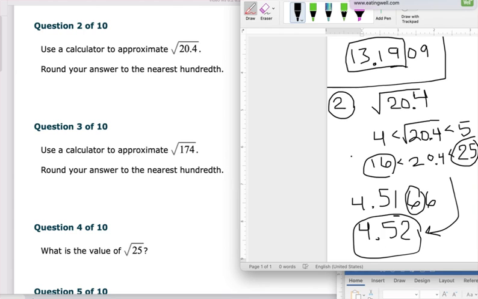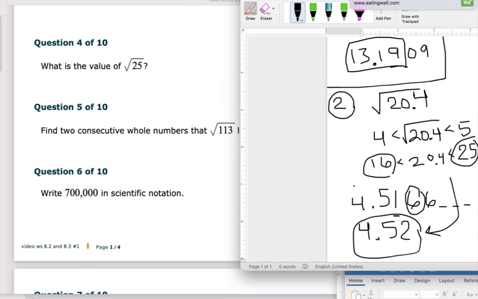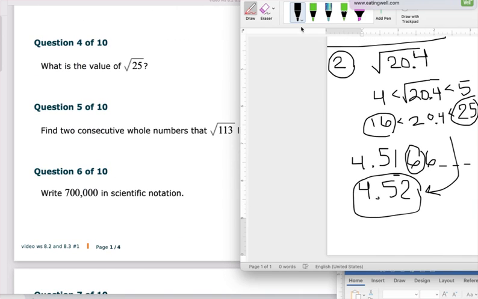Now, anything that is not exact is approximate. So we're getting an approximation of the square root of 20.4 because it is not exact. Remember, I said this continues on and on with several more numbers, and we're just approximating that number. Okay, so we already did 2 and 3. So let's do number 4.